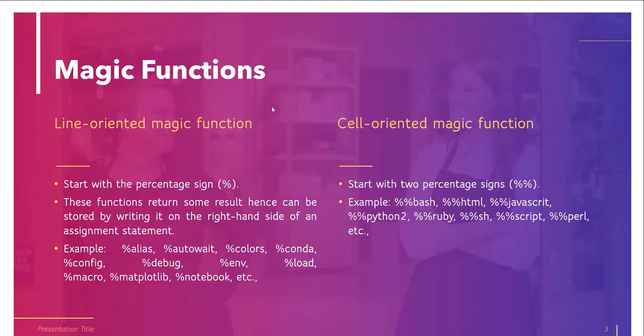Interactive Python provides a collection of several predefined functions that are called magic functions. These magic functions can be used and called by a command line style syntax. Basically, there are two types of magic functions. One is line oriented, another one is cell oriented. Let's discuss each one by one.